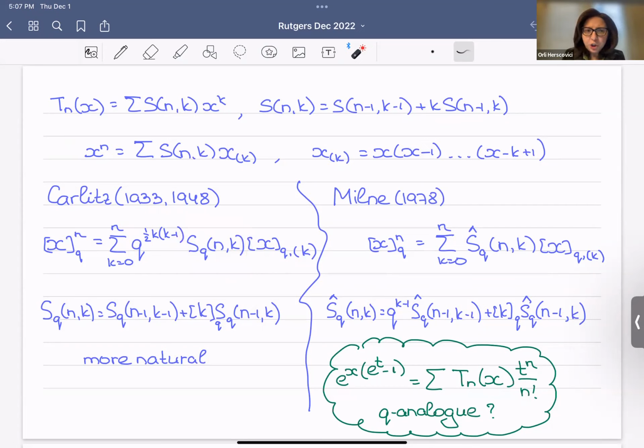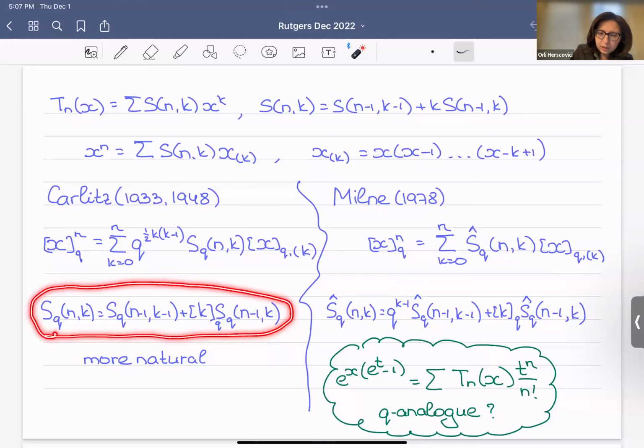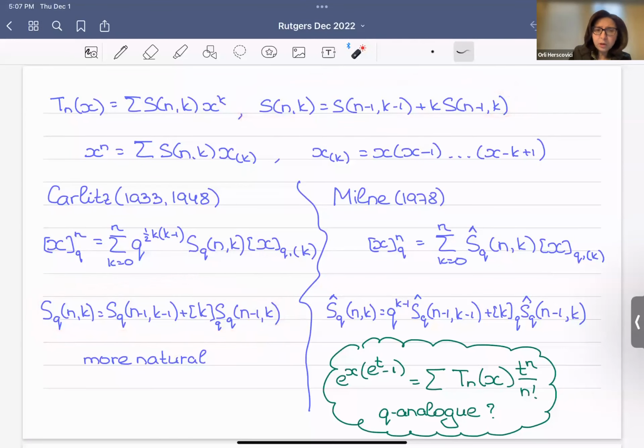With such a definition, the Stirling numbers, their q-analog, satisfy these recurrence relations. So we can compare it with the classical form: Stirling numbers are just replaced by their q-analog, and the integer coefficient k is replaced by the q-integer k.